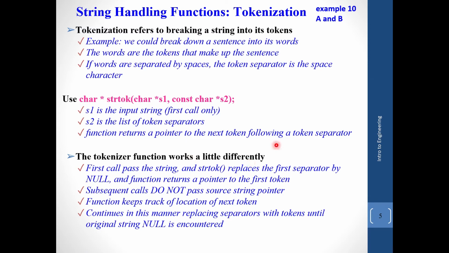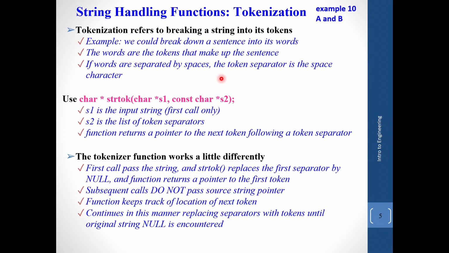Now let's talk about tokenization. What does tokenization mean first? Tokenization means we're parsing things out. We're trying to break something down into individual components. What this means in a string function is that we're taking a sentence, a full string, and dividing it into its words. The words are the tokens that make up the sentence.